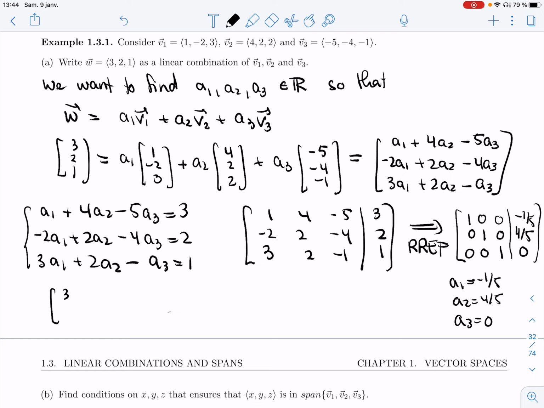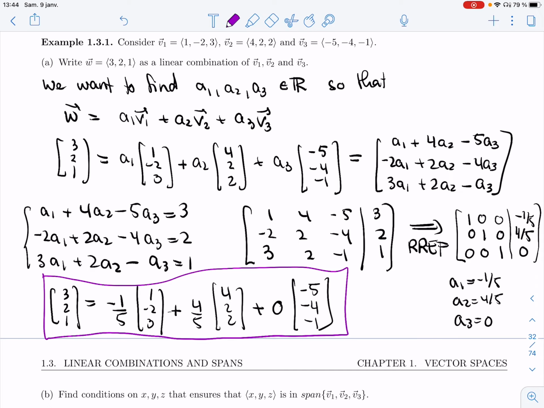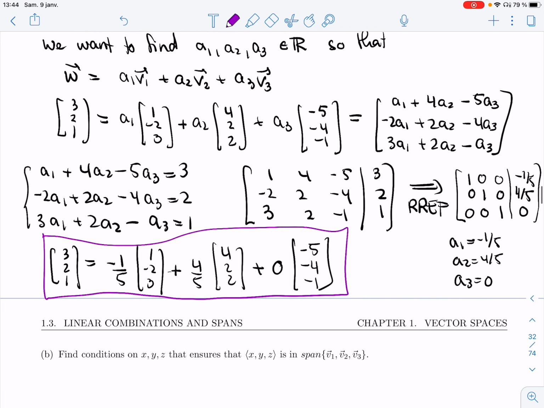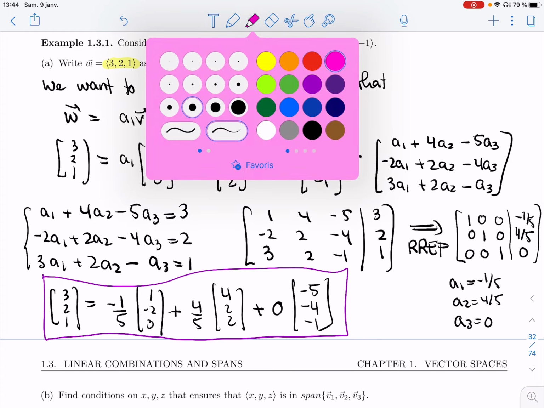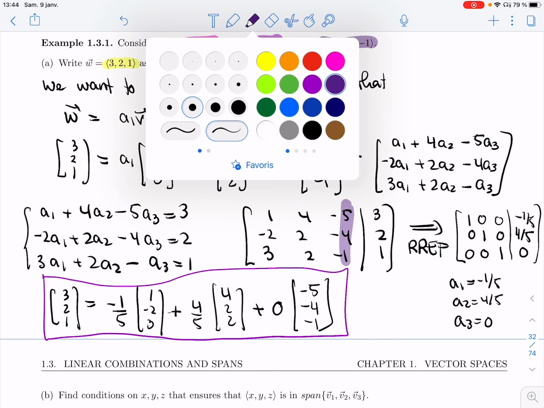And so my w, which is (3, 2, 1), is equal to minus 1 fifth times (1, -2, 3), plus 4 fifths times (4, 2, 2), plus, let me add the 0. I like having it in because we're asked to write it as a linear combination of three vectors. Even though we're not really using the third, having the 0 there shows that I've written it as a linear combination of all three. So this specific w can be written as a linear combination of v1, v2, and v3. In fact, if you look at the matrix we used, v3 is right here, v2 is this vector here, (4, 2, 2), and v1 is this one.